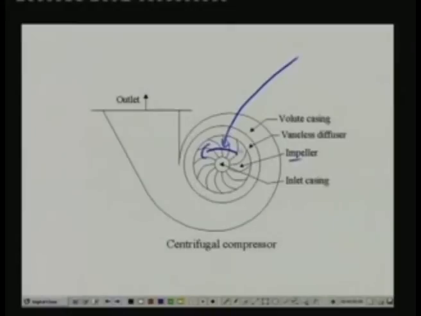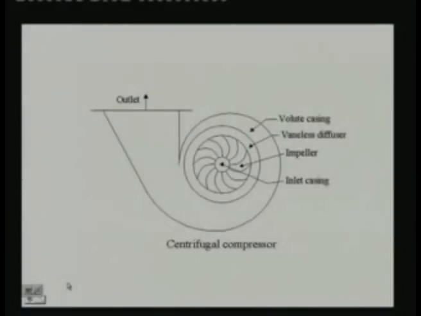In the vaneless diffuser, some part of the kinetic energy is converted into pressure, and from this vaneless diffuser it enters into the outer volute casing, and as you can see, the cross sectional area of the outer volute casing gradually increases. As a result, the kinetic energy of the fluid is converted into pressure. So ultimately a high pressure gas comes out of the outlet. So this is the basic working principle of a centrifugal compressor, and it is a steady flow device, as I have already mentioned. That means you get a steady stream of fluid out of the compressor.